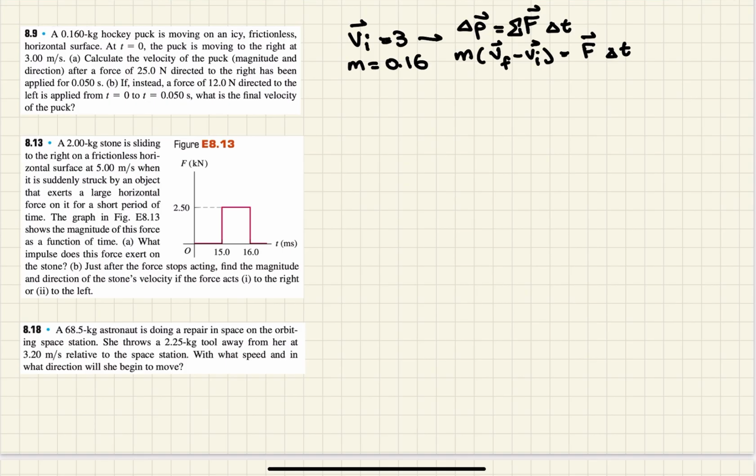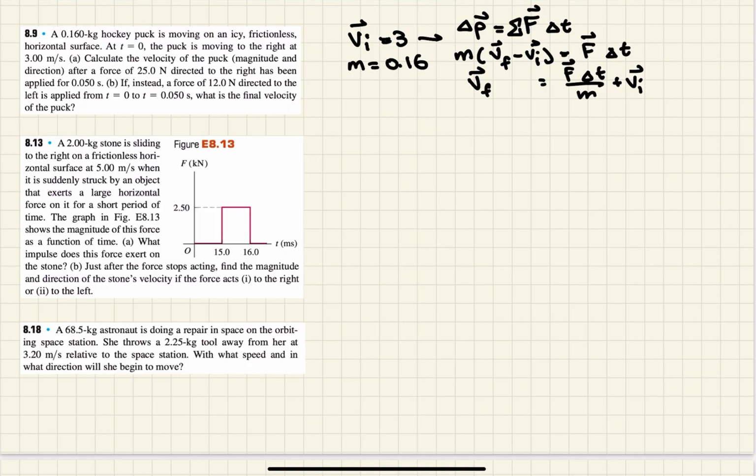Okay, mass we know. We could plug in stuff right now, or we could just move everything to one side. I'm going to move everything to one side because that's usually how we like to solve problems in AP Physics. You can divide by m. You're going to get this. And then you just have to add v initial to both sides.